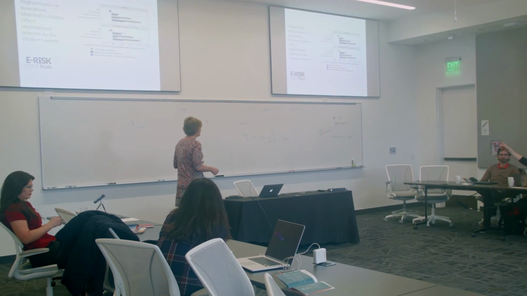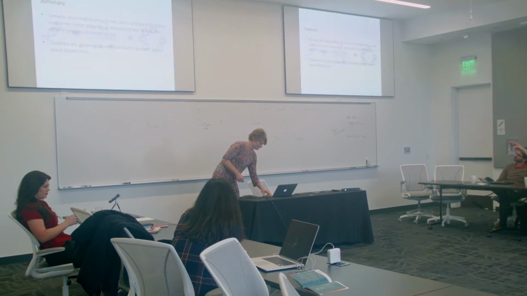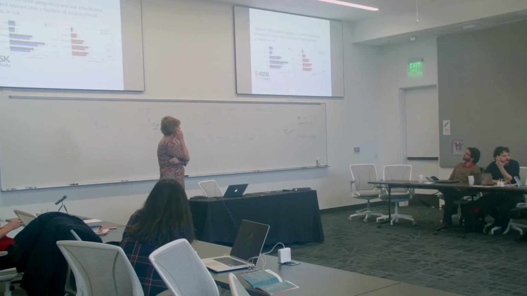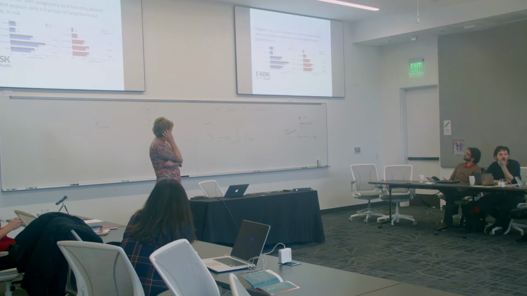inequality. You should show them the bar graph though, the other bar graph. Right, this one. Yeah. So it's not all genetic. Genetics explain only a fraction of the neighborhood effect.